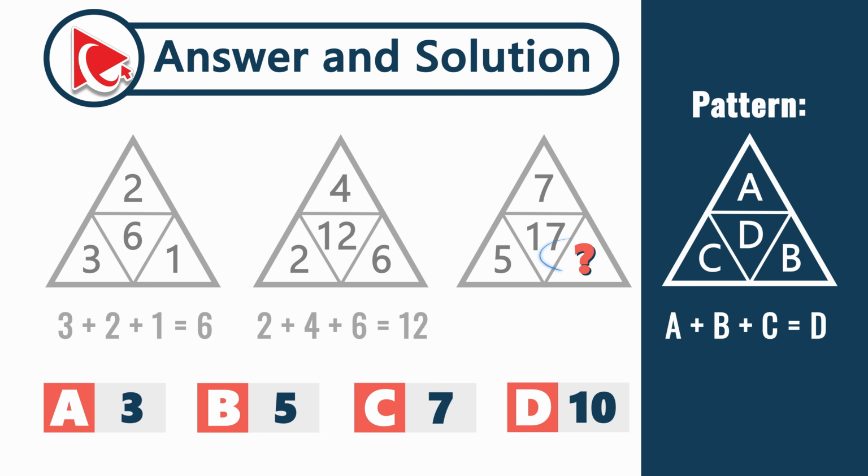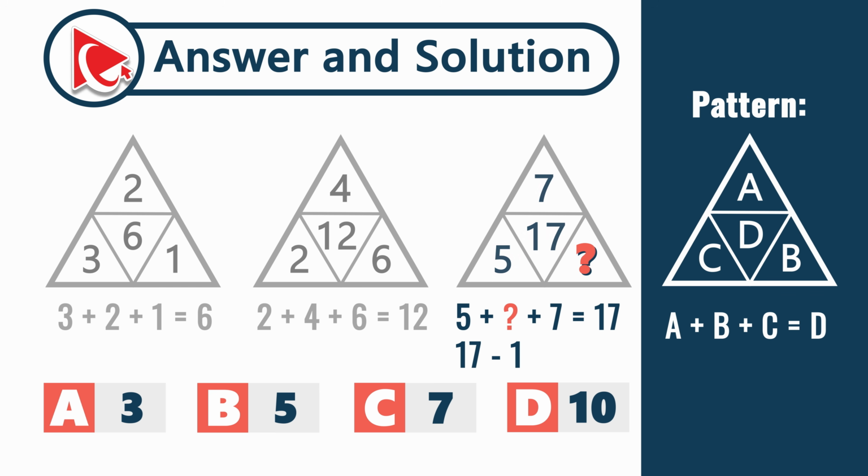And now it's the magic time to calculate the missing number. 5 plus the missing number plus 7 equals 17. 17 minus 12 equals 5. And the correct answer here is choice B, 5.